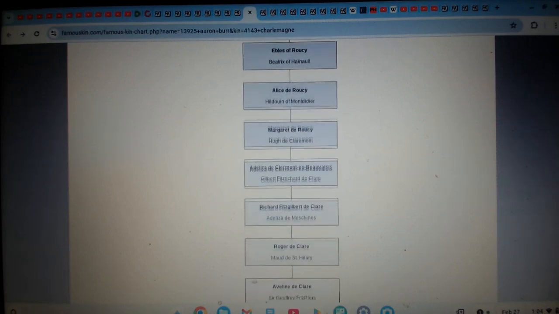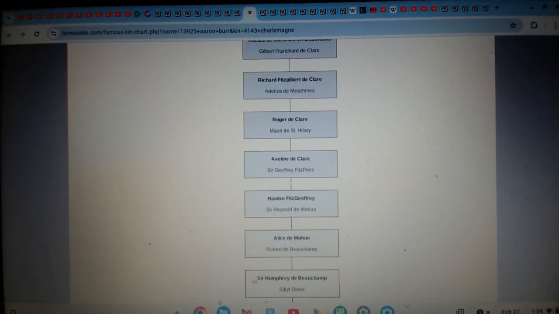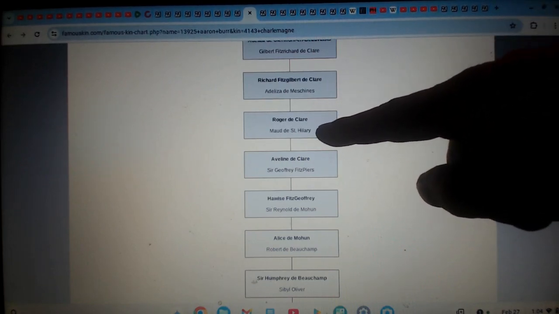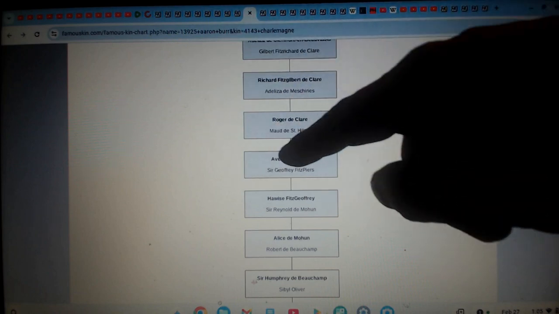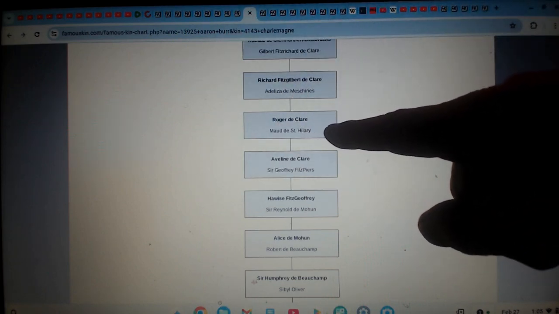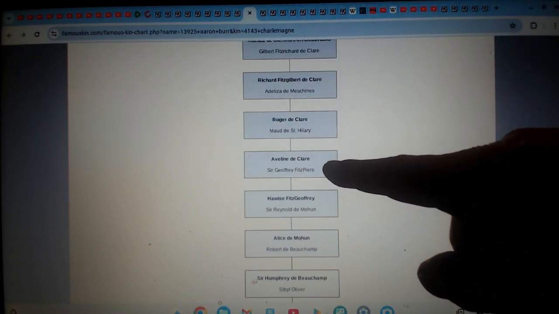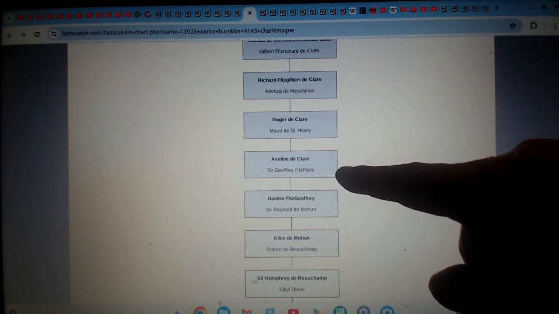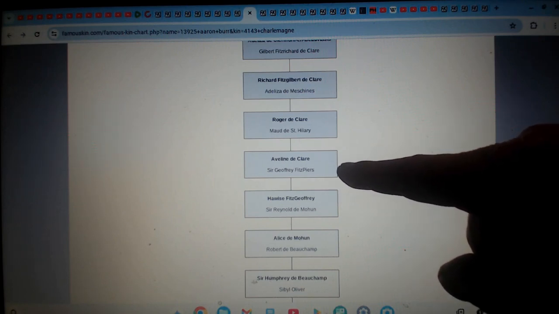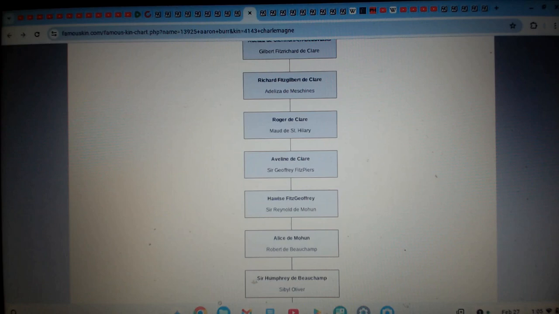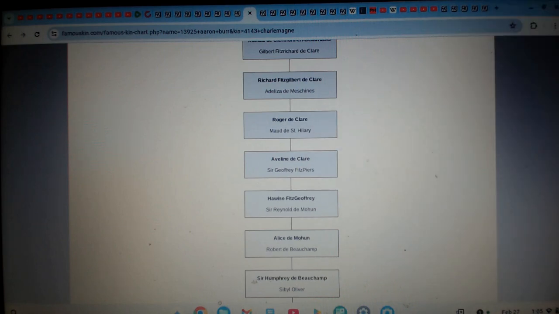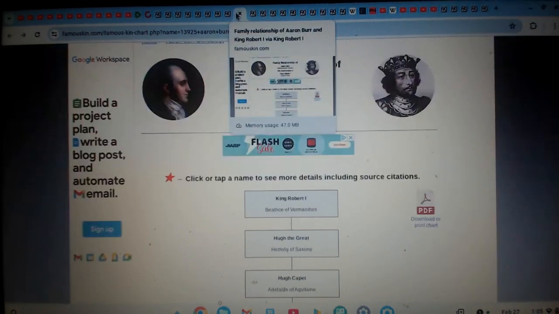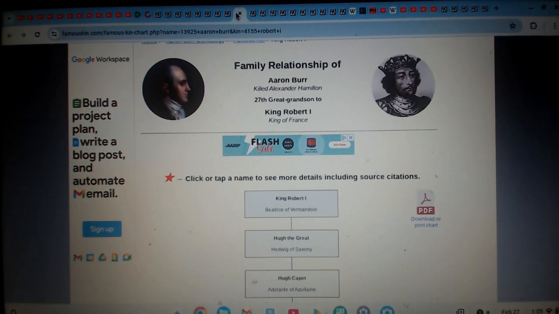All right, let's look at Aaron Burr and Charlemagne. Huh. Oh, okay, here we go, right here. Again, Maud de St. Hilary. Oh, wait, maybe that's a different person, that last one. But anyways, you got St. Hilary's. You got this Sir Geoffrey Fitzpierce and Aveline de Clare. They're the same people. Although now I'm having my doubts about this St. Hilary chick. What was it? Maud de St. Hilary. And this one is what? What is this one?